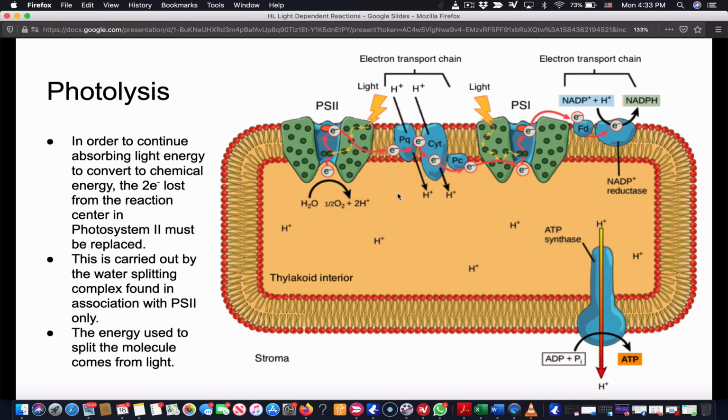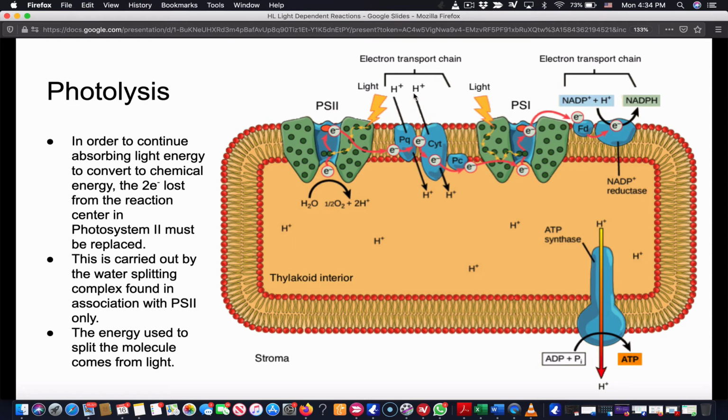It's going to drop hydrogens off into the lumen, and notice this is the small lumen space here. And then it's going to deliver those electrons to cytochrome here. So here's the primary acceptor, passes it to plastoquinone. This is what's moving back and forth between them. And then it gets to the cytochrome B6F here.